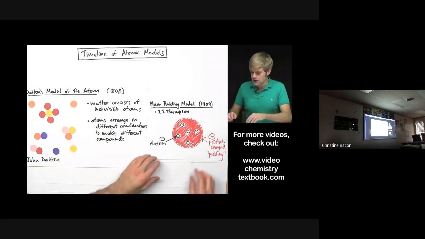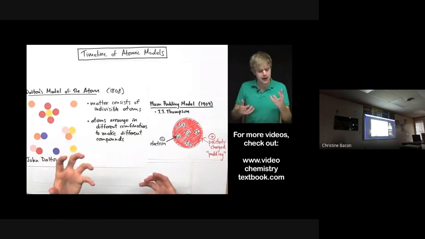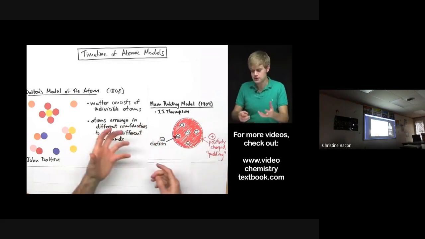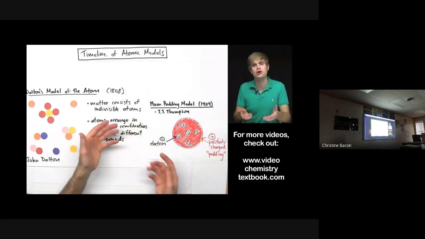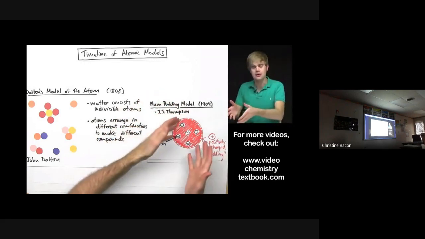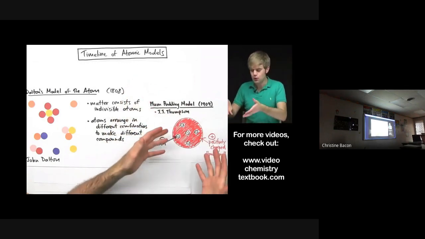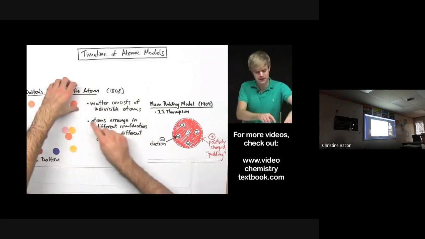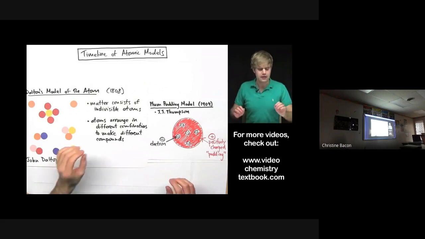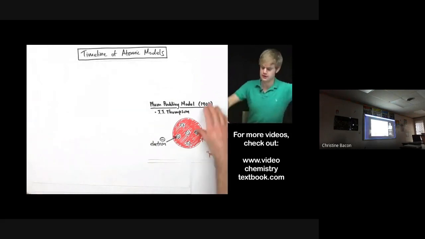And Thomson thought that what's the dough in a blueberry muffin? That it was like a positively charged substance. So you had negative electrons stuck in like a positively charged dough. And together, the positive and negative charge balanced, the two things balanced each other out so that the atom was electrically neutral. But the big change from Dalton's model to Thomson's model was showing that atoms weren't actually indivisible, that they were made of even smaller things.